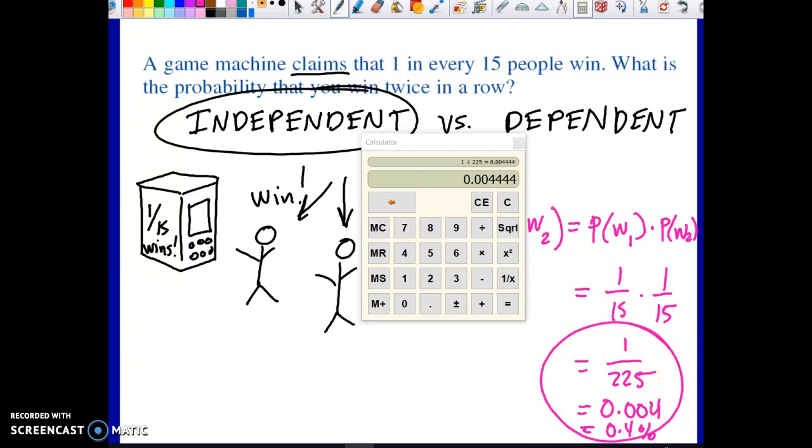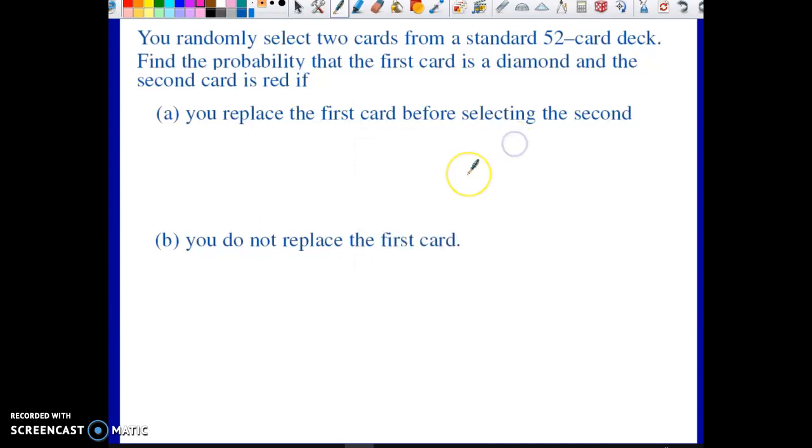All right, let's go to the next slide. You randomly select 2 cards from a standard 52-card deck. Find the probability that the first card is a diamond and the second card is red if you replace the first card before selecting the second. So let's draw another picture. So here's the deck of, oh, that's a bad deck of cards, make it more rectangular. So here's your deck of cards.